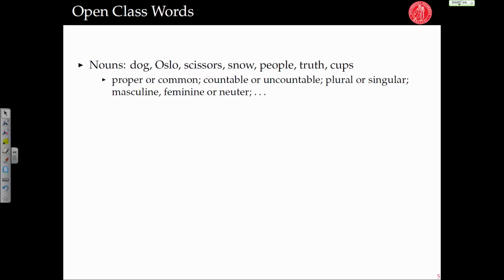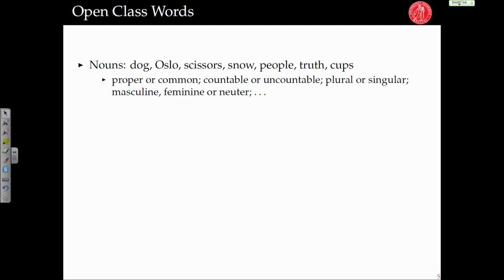So very quickly, nouns are generally described as words that describe objects. So Oslo, snow, people, etc. This is how we generally would define nouns. We can subdivide the class of nouns into different types. So we have proper nouns and common nouns. Proper nouns are things that are naming entities, people, cities, etc. Common nouns is everything else, the rest. That is not a proper noun.